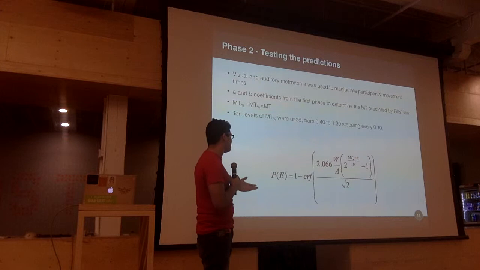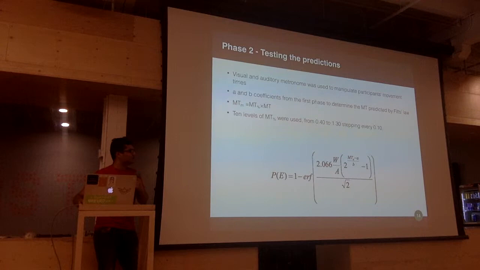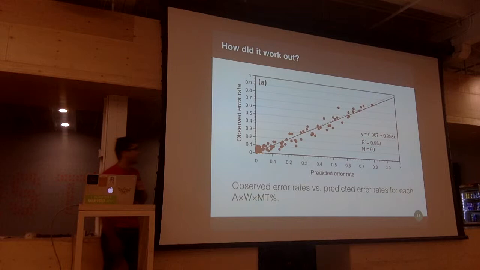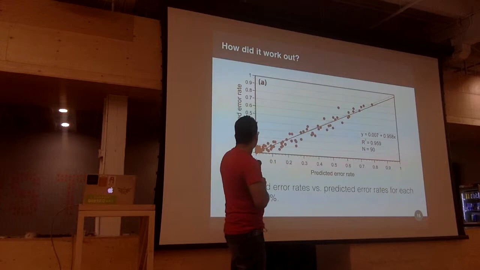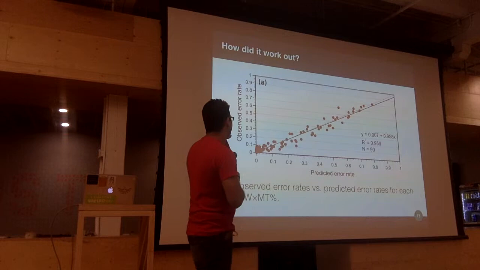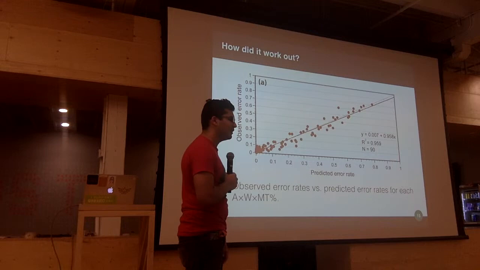They found that the average error rate was about 21%, which is expected as they're trying to get users to make errors. So how did it actually work out? If you look at it, it seems like they're kind of off, because when the predicted error rate was low and the observed error rate was also low, they're not exactly on the scale that they had predicted.